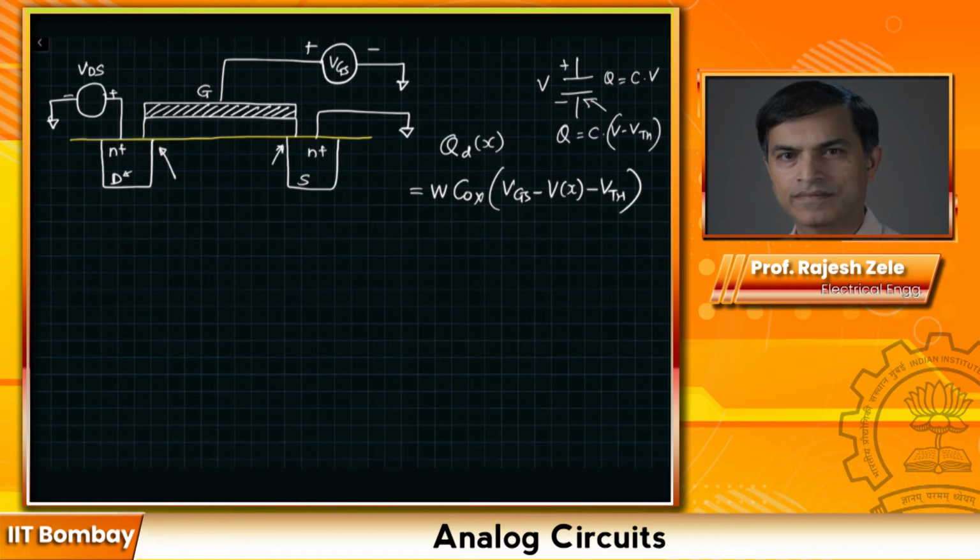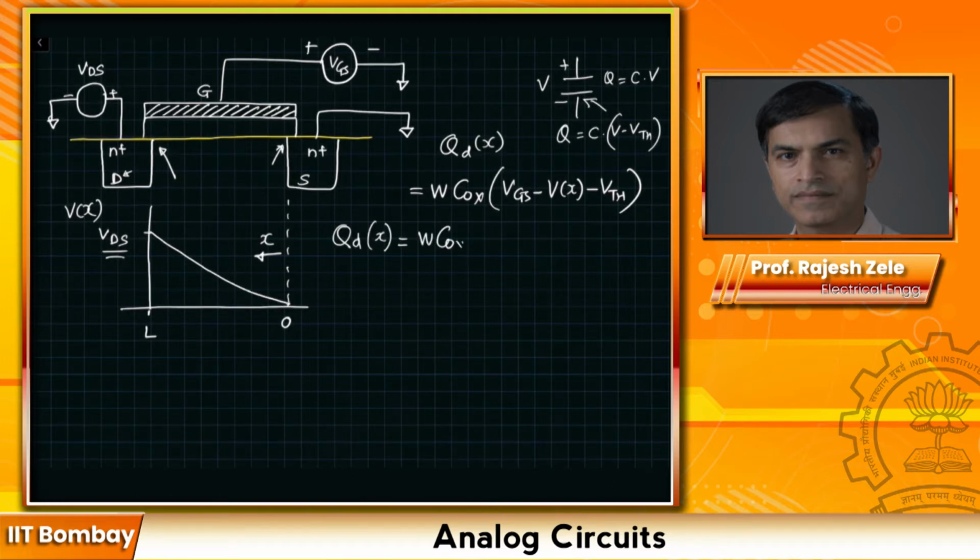So Vx is changing if we plot it on this axis right here. Let's say this is our 0 and this would be L. Vx is changing from 0 to VDS. That's what is going on. X is in this direction for convenience. Now we can write, based on this understanding, QD equals W Cox (VGS minus VTH). I'm just arranging the terms for clarity in this way.